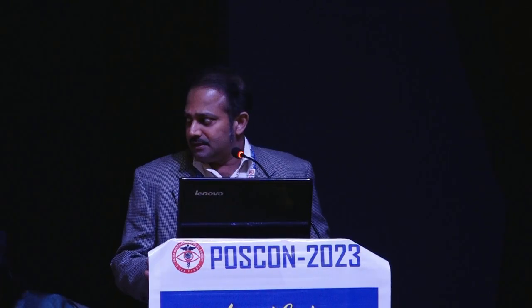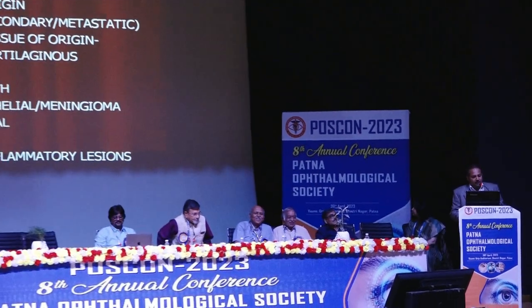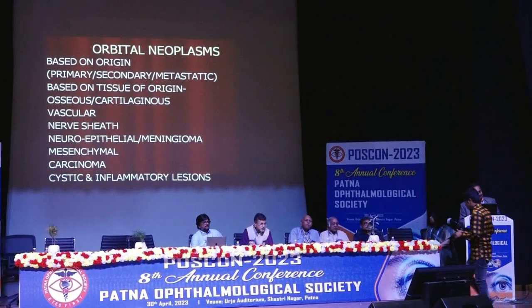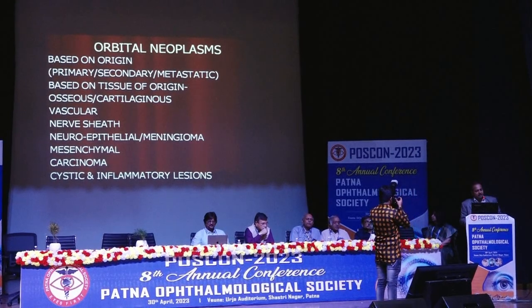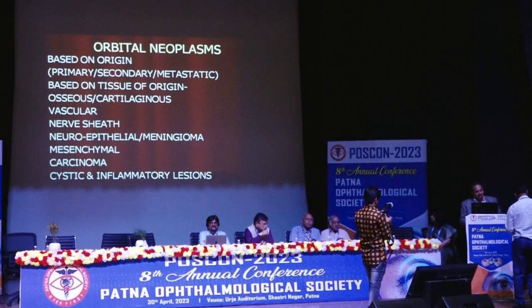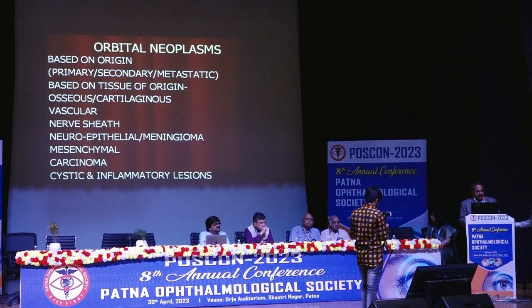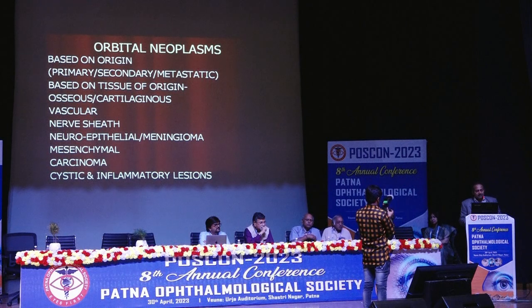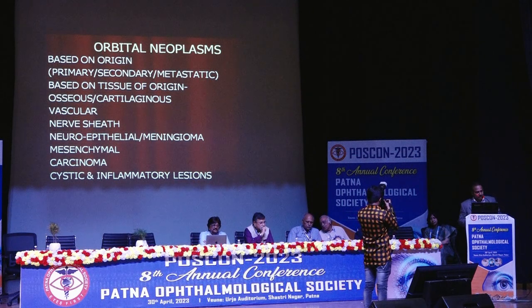And thanks once again. So the next few minutes I'll be running through transorbital surgical approaches to orbital space occupying lesions. Orbital neoplasms, based on their origin, can be either primary, secondary or metastatic, or based on the tissue of origin, they can be osseous or cartilaginous, vascular, nerve sheath related, neuroepithelial or meningiomatous tumors, mesenchymal tumors, carcinoma, and cystic and inflammatory lesions. Of course, this classification is just a modification of the WHO standard classification we all use.